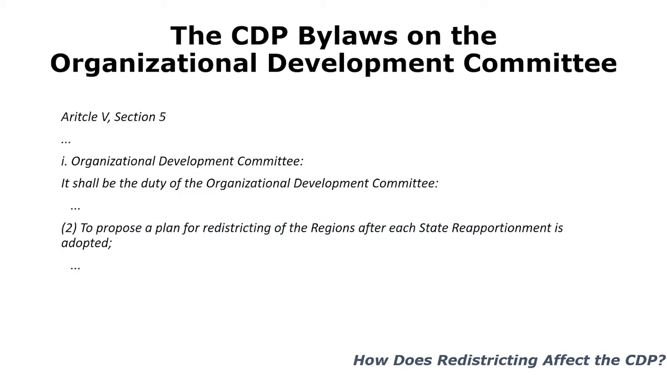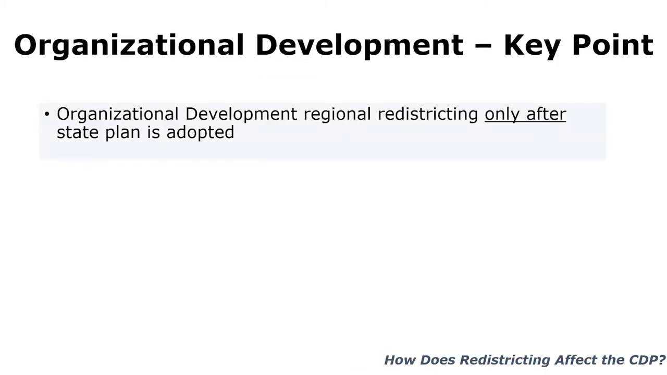From the CDP bylaws on the Organizational Development Committee that we serve on, this is Article 5, Section 5. It basically lays out the duty of the Organizational Development Committee and our role in the redistricting. And the key takeaway here is that the Organizational Development Committee regional redistricting happens only after a state plan is adopted.